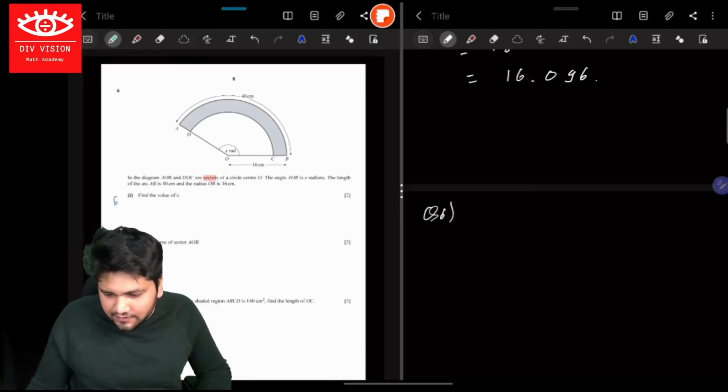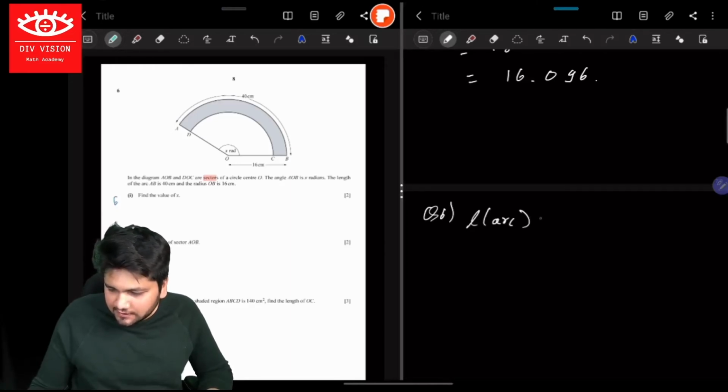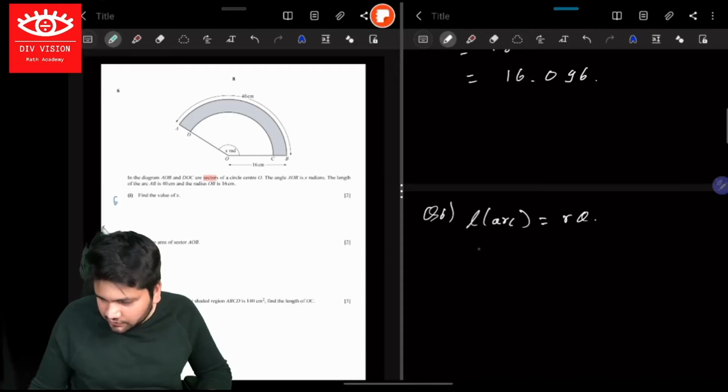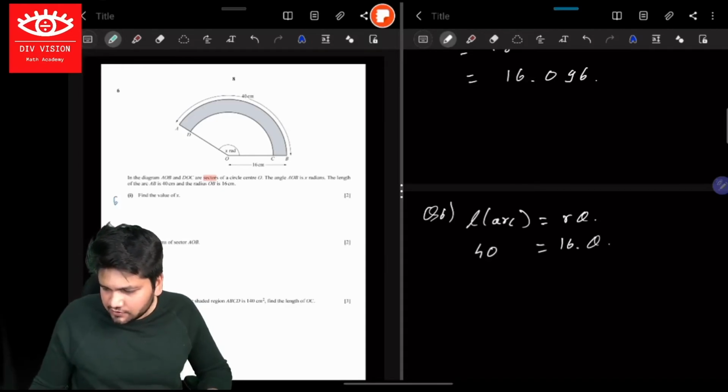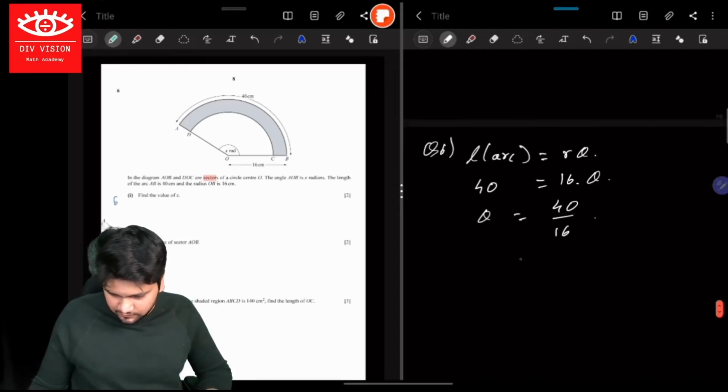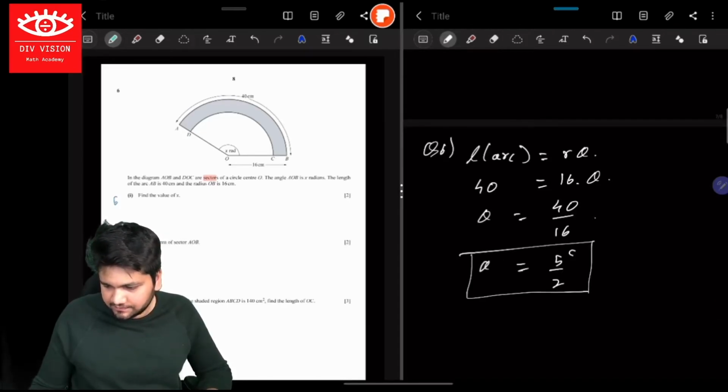Now see, they have given the arc length and they have given the radius. They are asking you to find the angle. So we know that length of arc is nothing but r theta. So they have given length of arc is 40 centimeter and radius is 16. So 16 into theta. So theta is going to be 40 by 16, which is nothing but 5 by 2 radian. So theta is basically 5 by 2 radians.